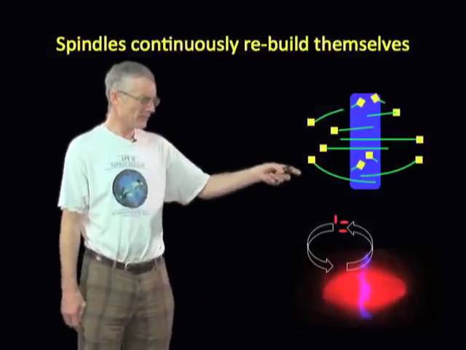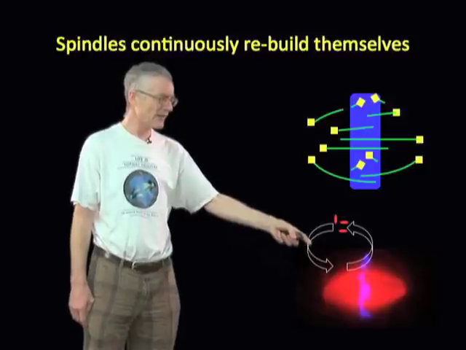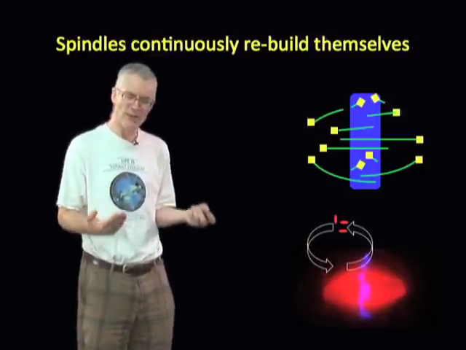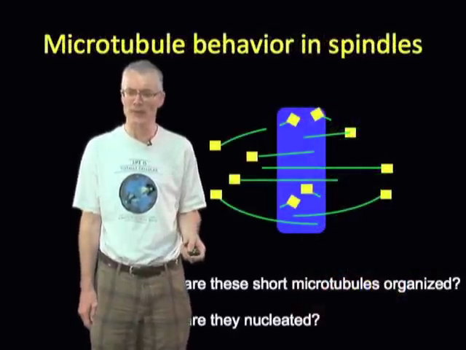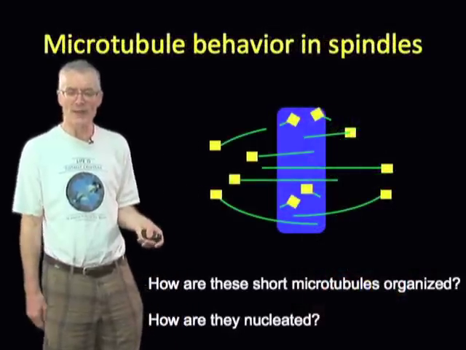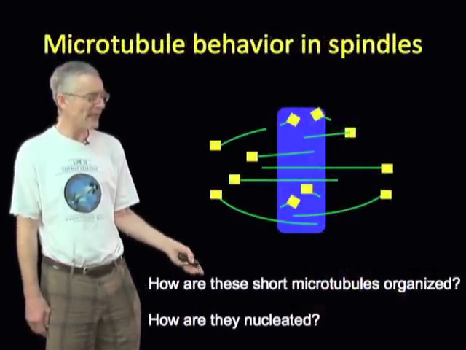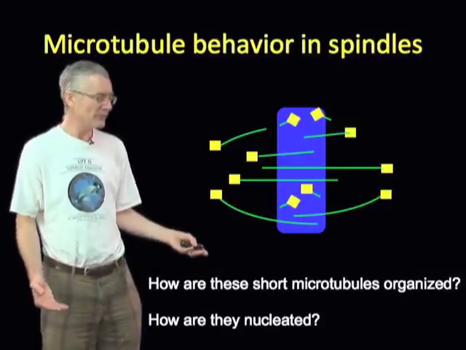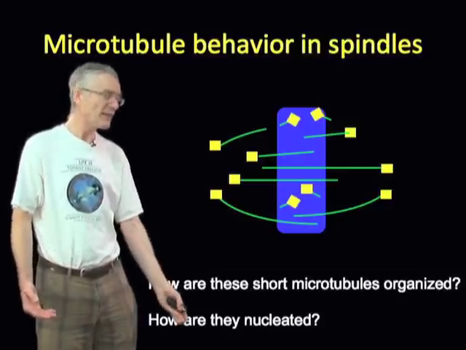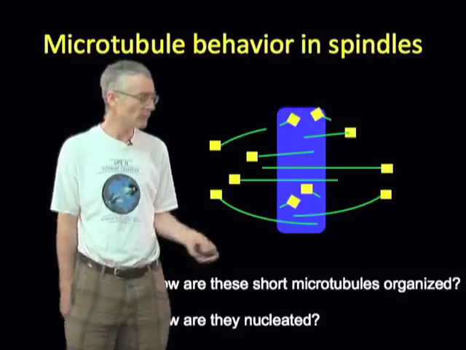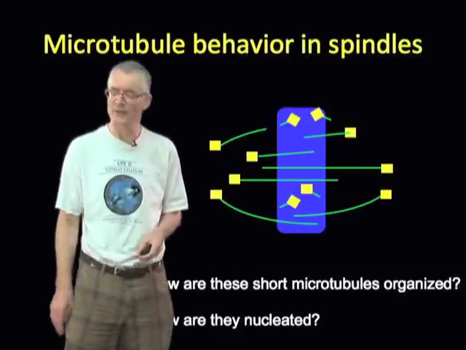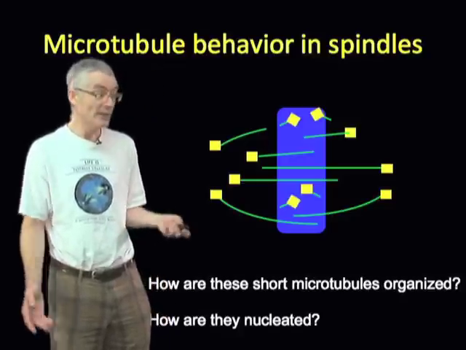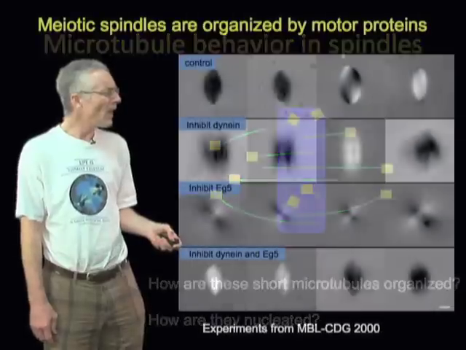So this, I think, matches the picture I gave in the introduction of the spindle continuously renewing itself, and shows us how the microtubules are behaving. It leads, of course, to a lot of other questions. One question we've been very interested in: how are these short microtubules organized? Why are they all sliding? I'll give you some answer to that. And then how are they nucleated? And what are these yellow boxes here that are initiating the microtubules? That's an unsolved problem that we and others are working on at the moment.